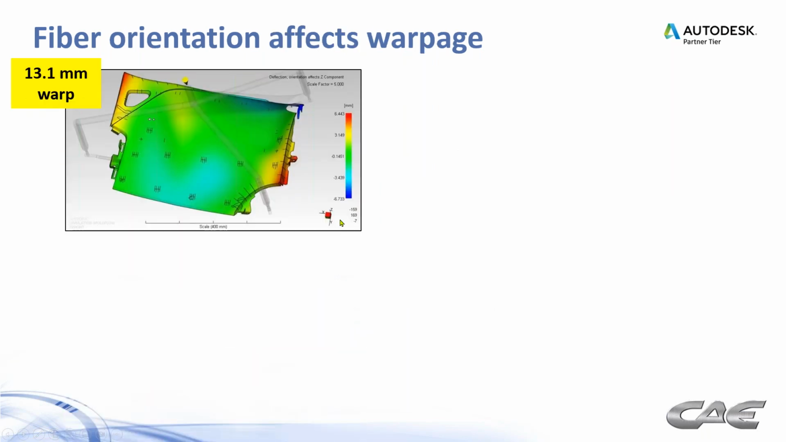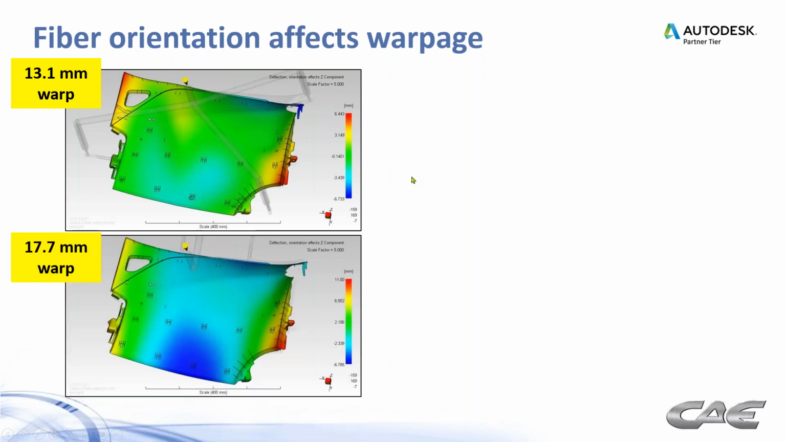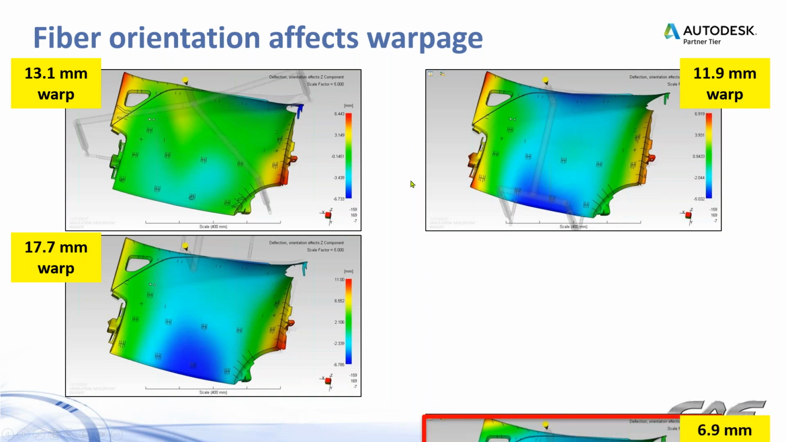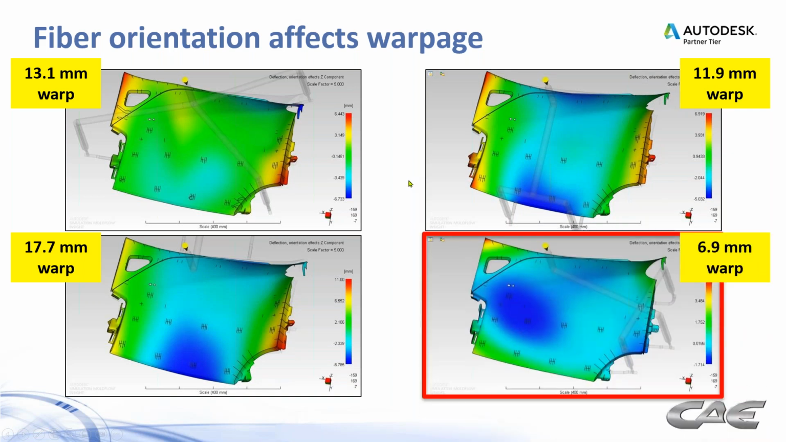So here's how it plays out. When you look at just the orientation effects, for this gating scenario, we got 13 millimeters of warp. For this one, 17, almost 18. Here we got just under 12. And even when we did everything right, we're still looking at 6.9 millimeters of warp. It's still a fair amount of warpage, and this is assuming that we've got perfect cooling, et cetera.